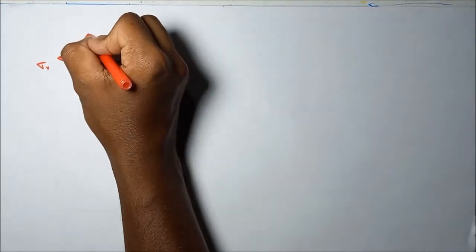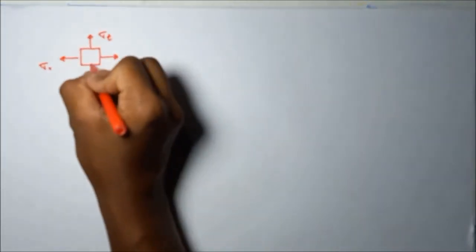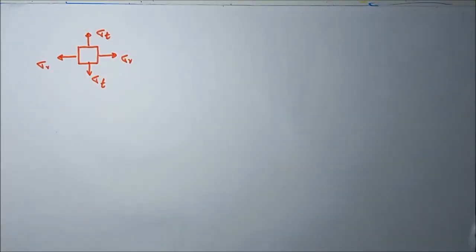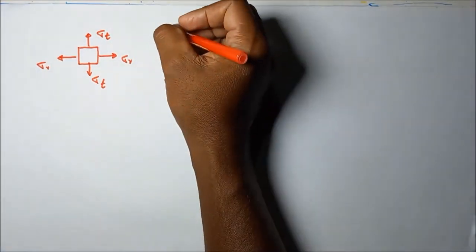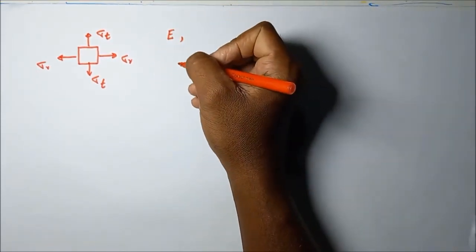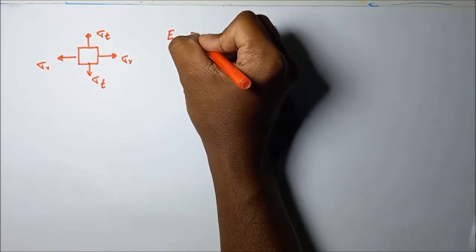In a tangential direction, sigma t. Here also sigma t. That means we can consider the stress developed in this cross section as a biaxial stress system. Then let's take the elastic modulus of the material as E, and the Poisson ratio as nu.